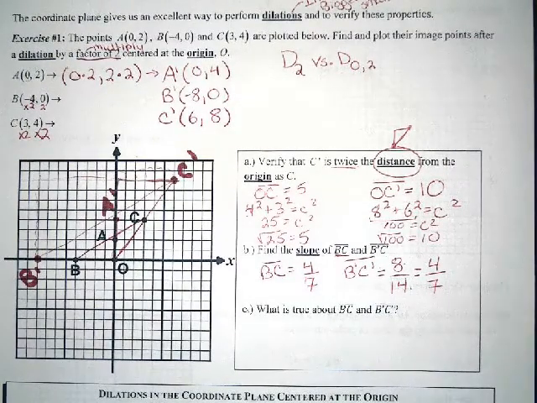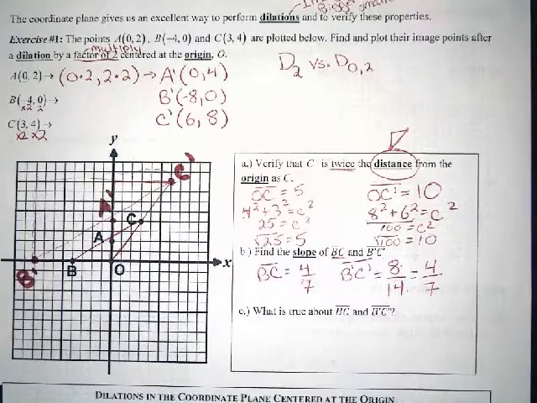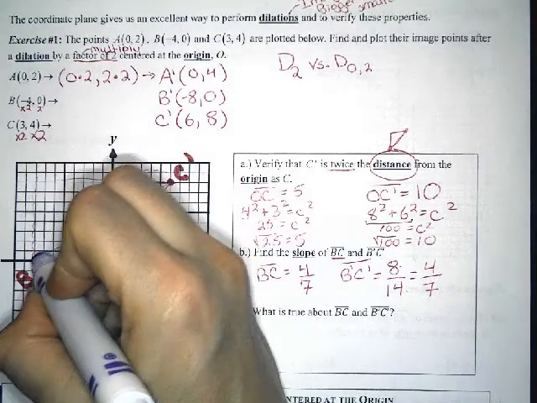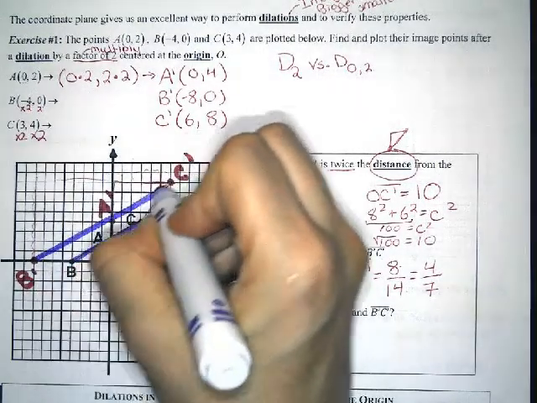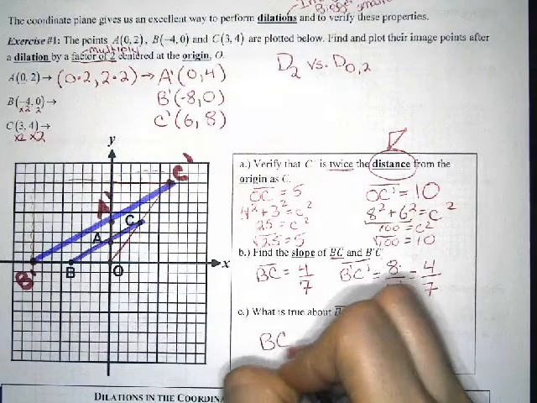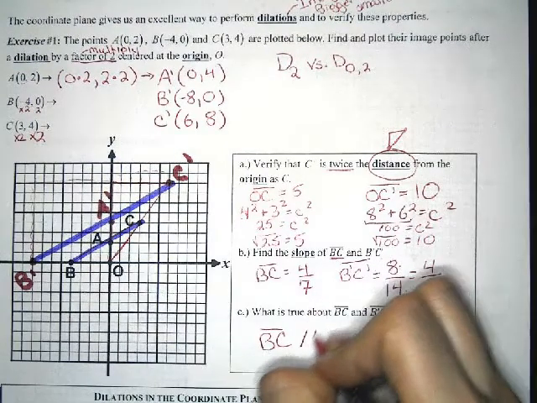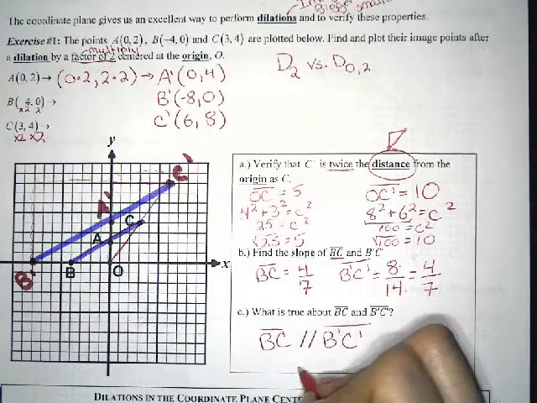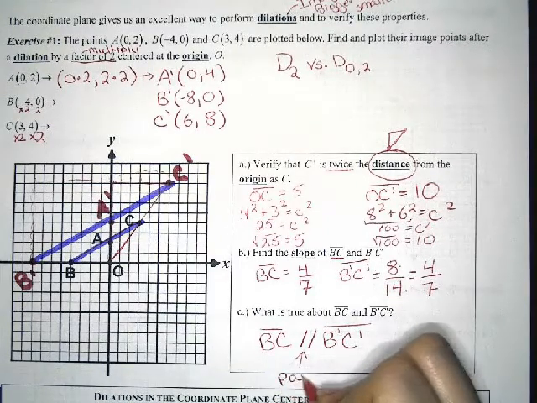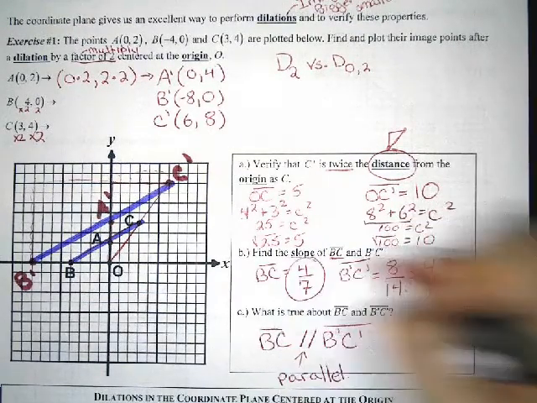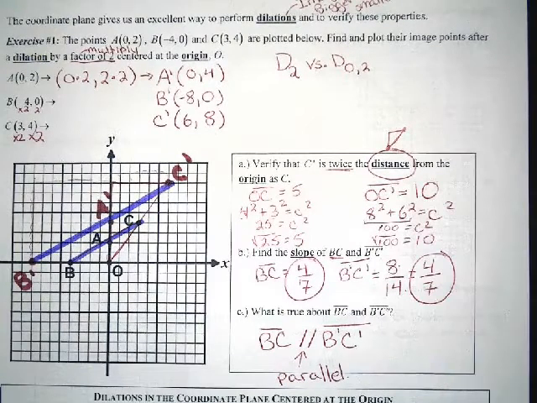If we look in this picture, we can kind of see what's supposed to be true, and we just proved it. If I look from B to C and B prime to C prime, I can see what I'm about to write is going to be true. The fact that BC is parallel to B prime C prime. And again, this symbol meant parallel. And I can prove it because they have the same slopes.